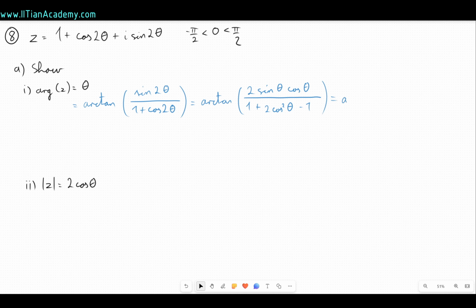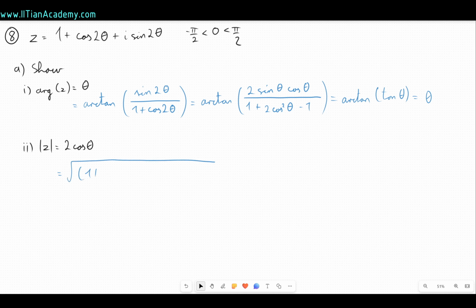So indeed, that is arctangent of tangent theta. And well, we know the inverse of a function is just what is inside, so this is just theta here. All right, and then part 2, we need to show that the modulus or the length of this is 2 cosine theta. So we can use Pythagoras to express the length of a complex number.